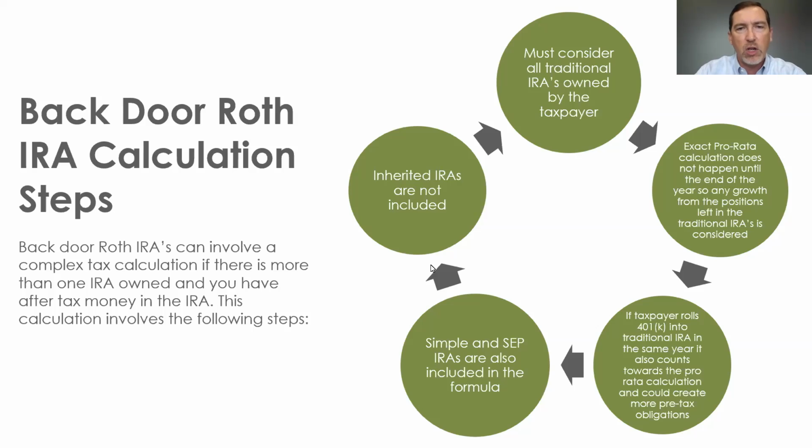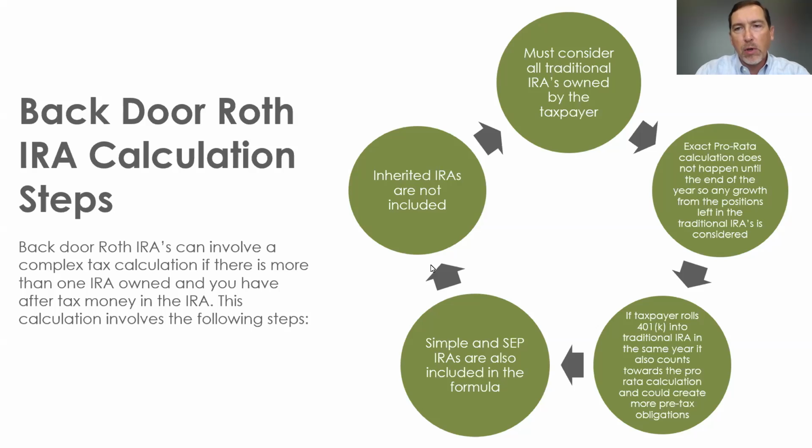That's why it's so important that you talk to a tax professional and your financial advisor. You have to make sure the calculation is done correctly the first time, because they've removed what they call recharacterization, which allowed you to move money from a Roth back to a traditional IRA if your calculations were off. That's gone now. So you have to make sure these are done correctly the first time. All the growth up until the end of the year, even the positions that are left in the IRA, are considered in this calculation.